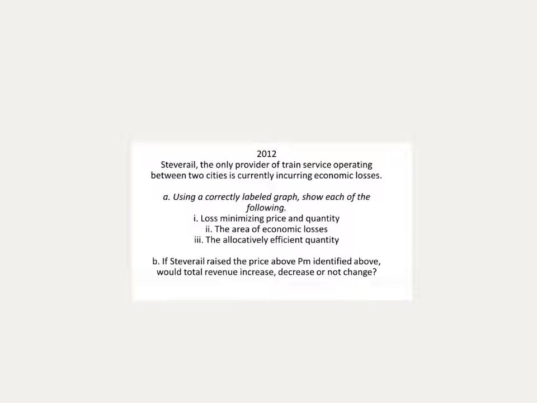So like our last question, or one of the other free response questions, this is a monopolist making economic losses, so we kind of know what that's going to look like. And we know it's a monopolist because it's the only provider of train service, right? There's no doubt that this is a monopolist.